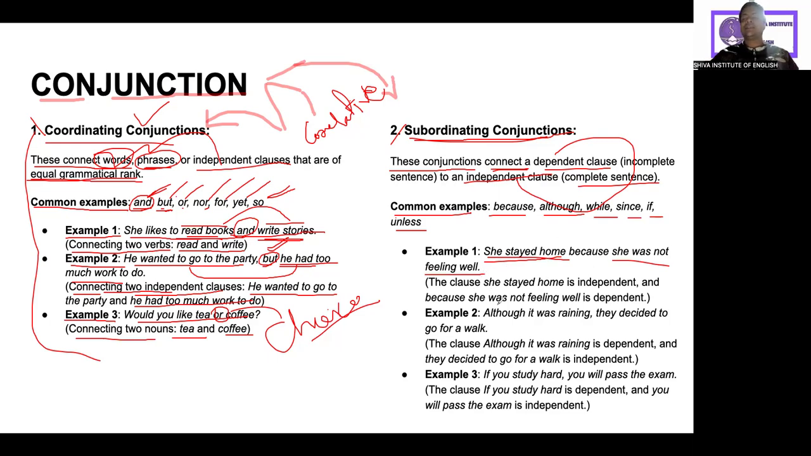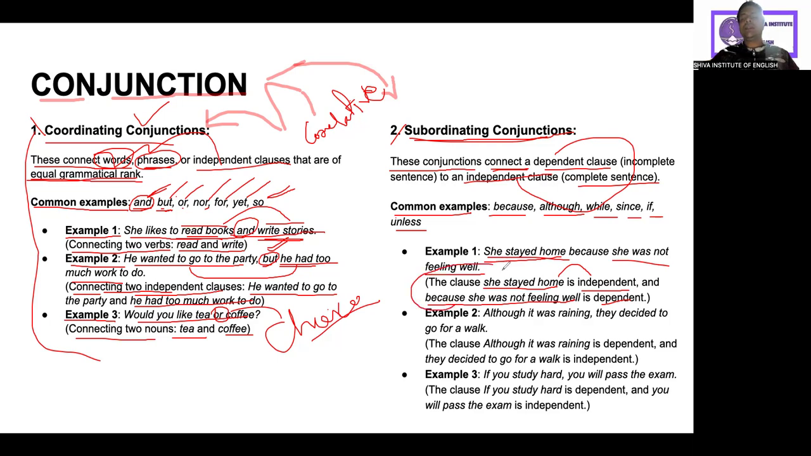So in that case, if I say the clause she stayed home, what is it? It is nothing but an independent clause. Why? Because it is complete information. But when you say because she was not feeling well, that is nothing but a dependent clause. Because she was not feeling well is dependent. Why is it dependent?